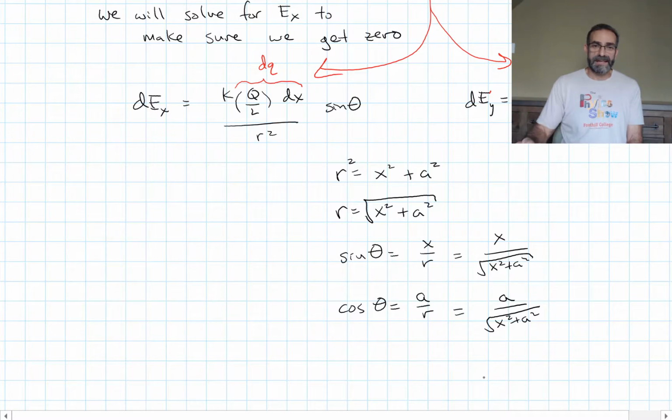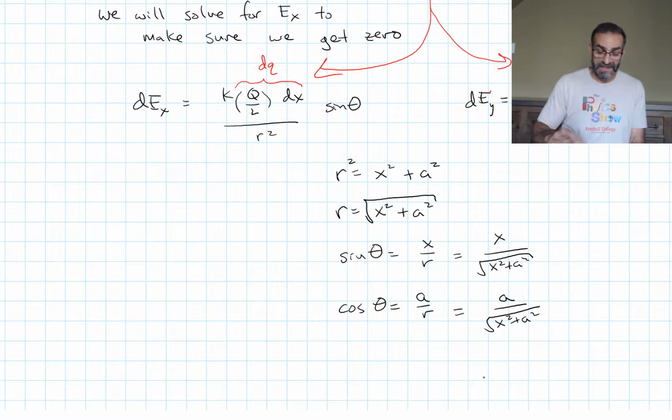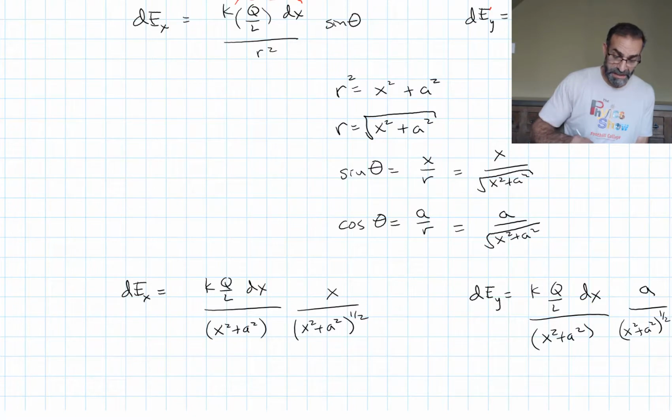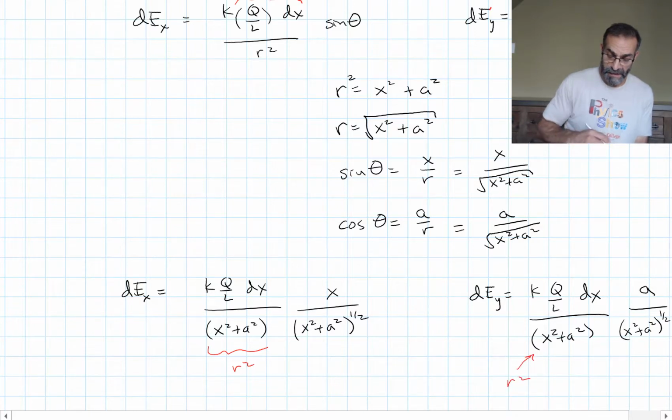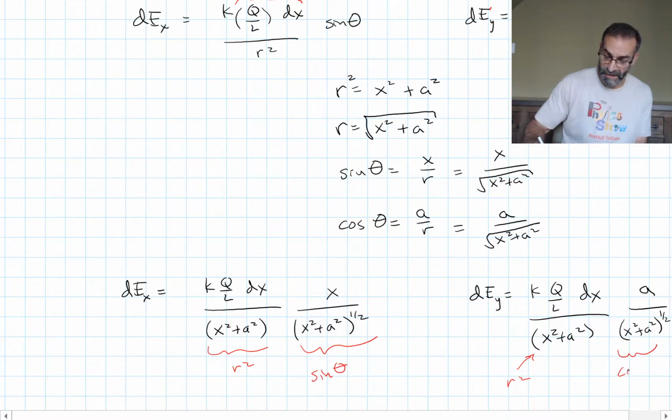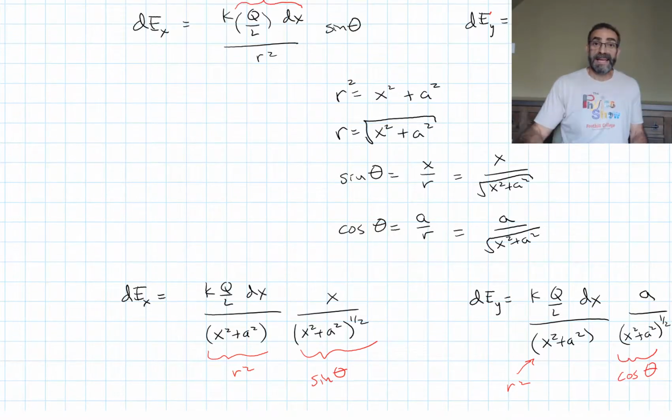Now, let's plug in for sine theta, cosine theta, and r in terms of x. So we have everything in terms of x's and our dx. I've gone ahead and plugged in my sine and cosine and my r. So you can see that this x squared plus a squared is just r squared. And this whole term over here, x over the square root of x squared plus a squared, that's my sine of theta. And this one is my cosine theta.